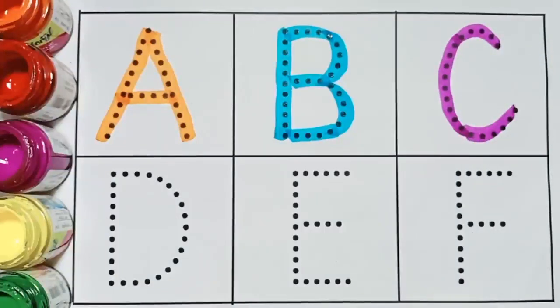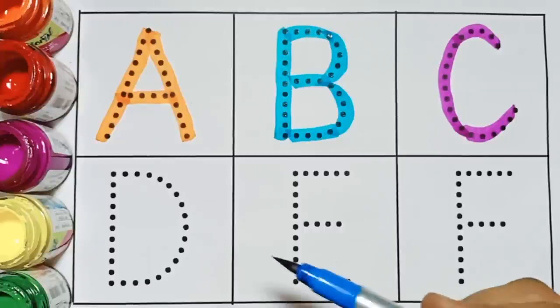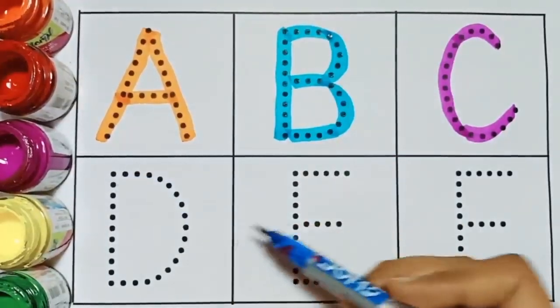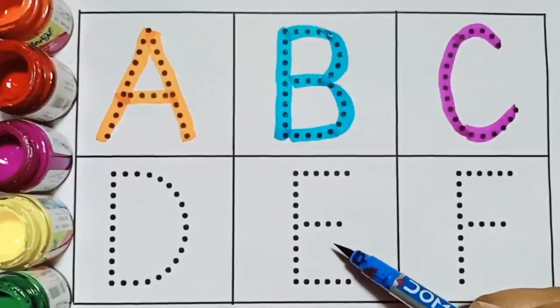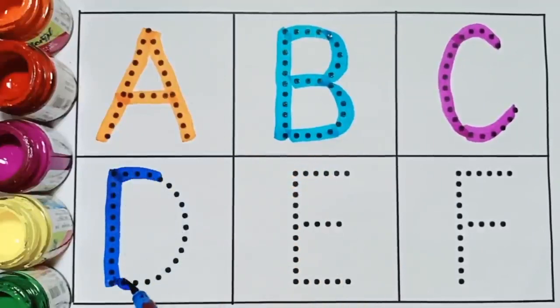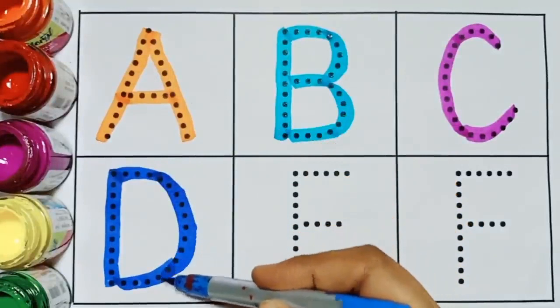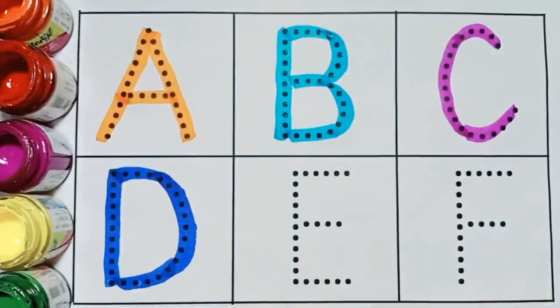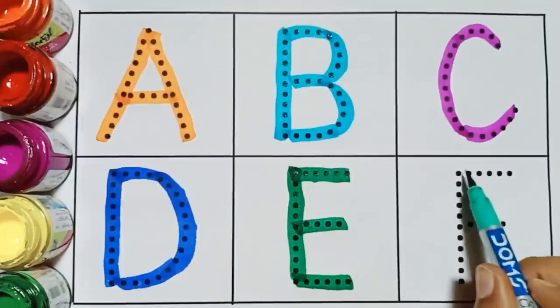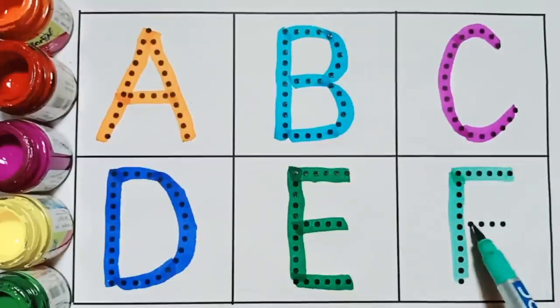D. D for dog. D for dog. E, E for elephant. E for elephant. F, F for fish, F for fish.